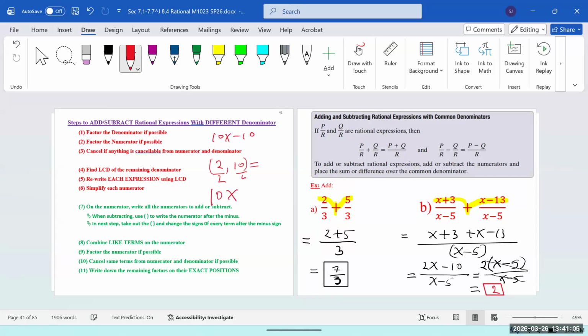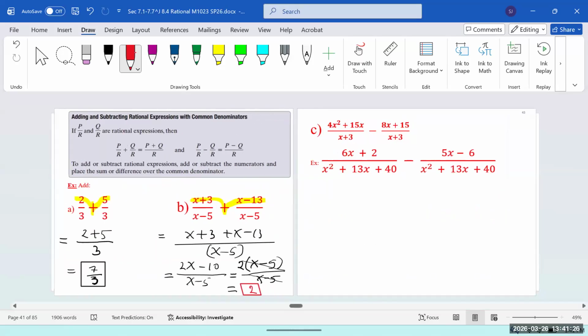So you have 10x minus 10. What is your GCF? Good. You want it as just one solid number. And then whatever you factor, you just divide the rest to see what is remaining after the cancellation. One more. There are two, but I'm going to skip this and do the bottom one.